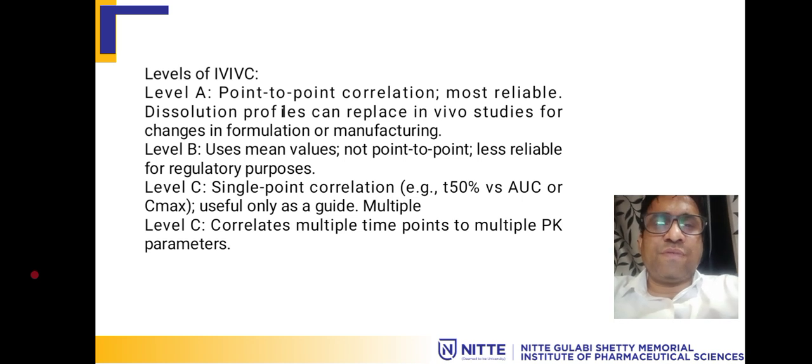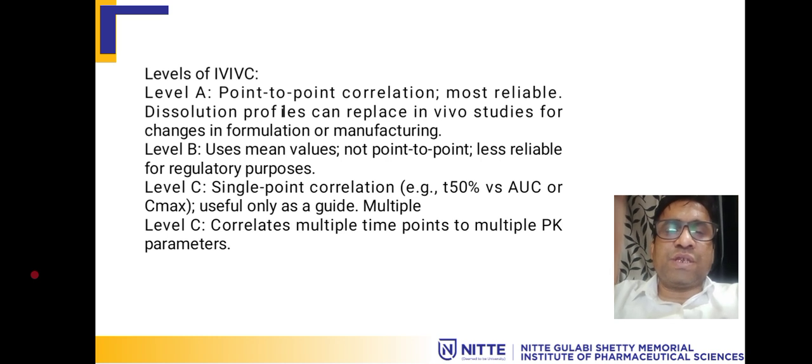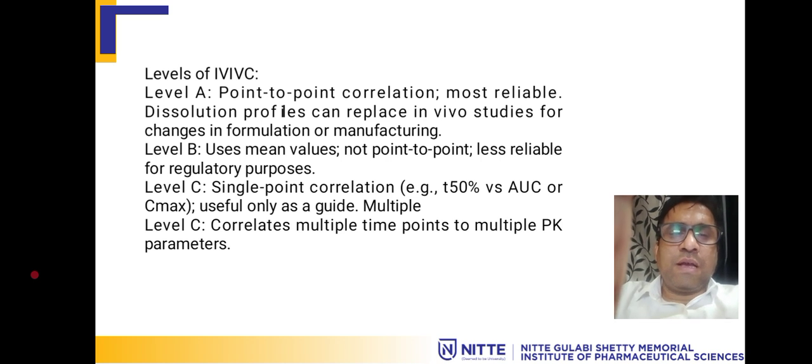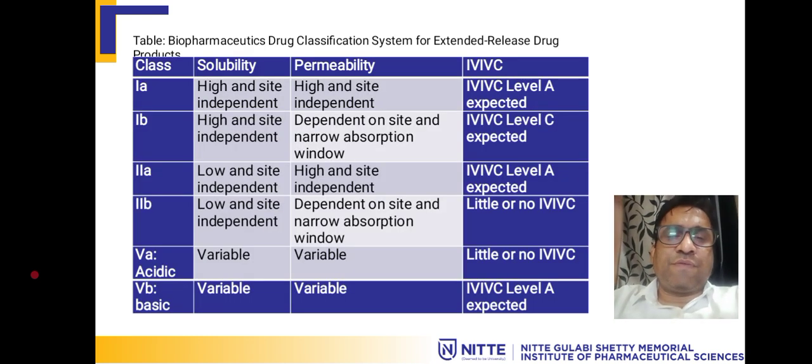What are the levels of IVIVC? There are four levels. Level A is point-to-point correlation, the most reliable; the dissolution profile can replace in vivo studies for a change in formulation or manufacturing. Level B uses mean values, not point to point, and is less reliable for regulatory purposes. Level C is single point correlation, that is T50% versus AUC or Cmax, useful only as a guide. Multiple level C correlation correlates multiple points to multiple pharmacokinetic parameters.